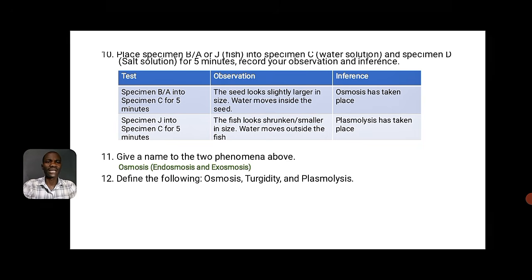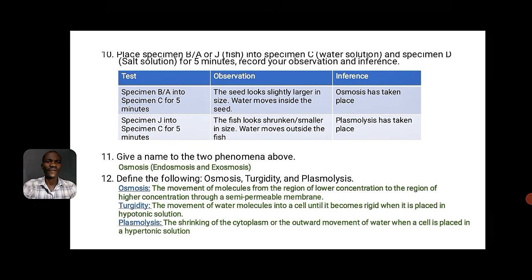Now another question might come out. They might say, define the following: osmosis, turgidity, and plasmolysis. The first one here is that osmosis is the movement of molecules. Those are keywords that you need to pay attention to. The movement of molecules from the region of lower concentration to the region of higher concentration through a semi-permeable membrane.